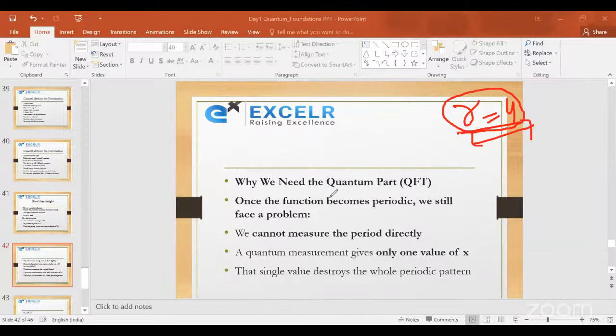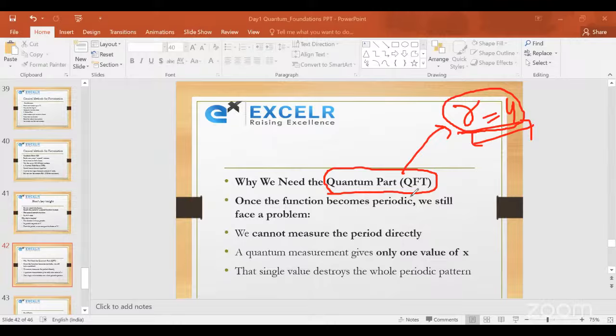So, what is this QFT part? Every teacher teaches that we apply a QFT, the quantum Fourier transform, to this function. I also want to go into the depth of this detail. Why do we need this QFT?